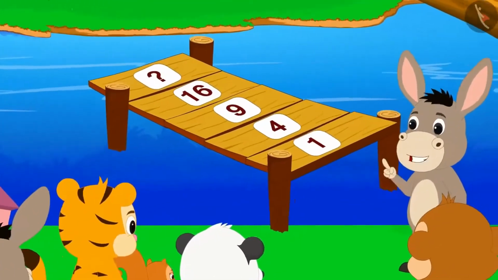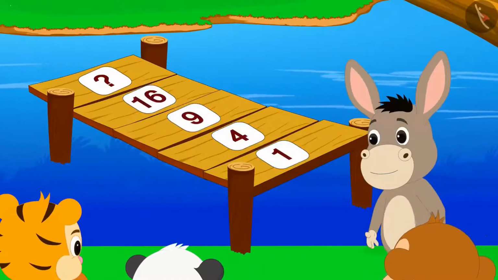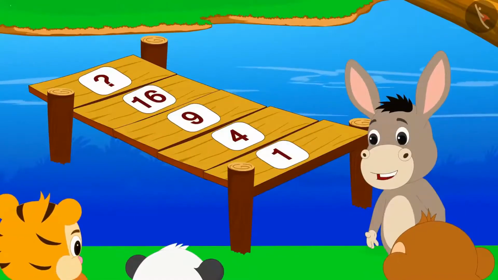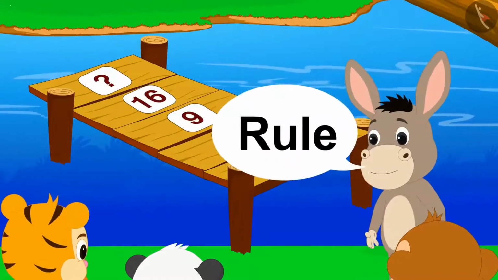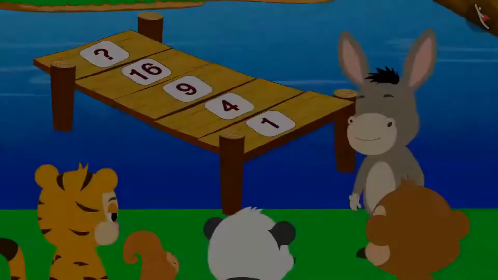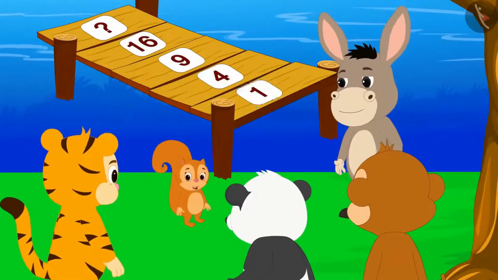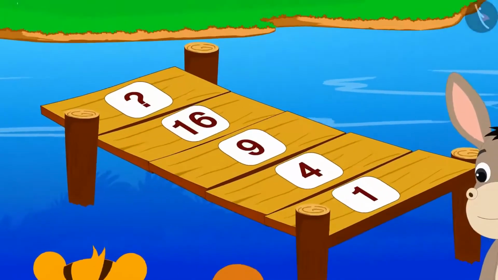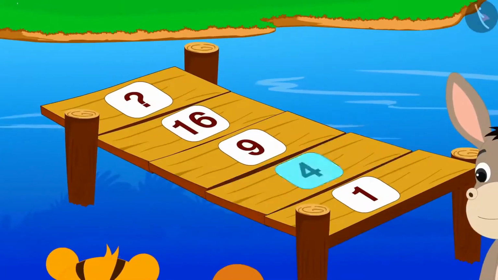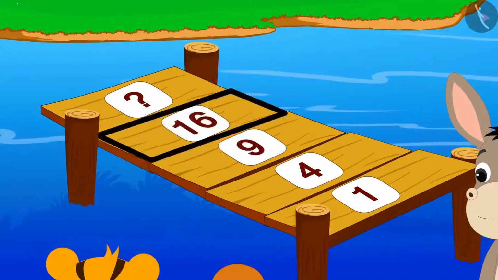Look, there is a number written on every plank of this bridge. There will definitely be a rule between these numbers, Bhola told the villagers. 1 is written on the first plank of this bridge. 4 is written on the second plank. 9 on the third plank and 16 on the fourth plank.